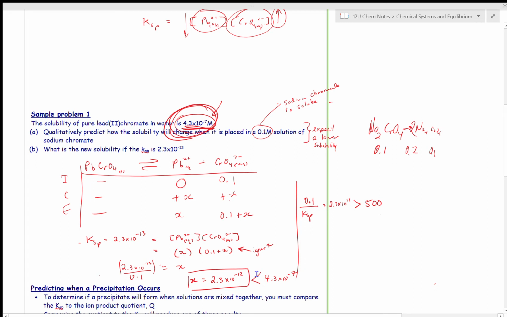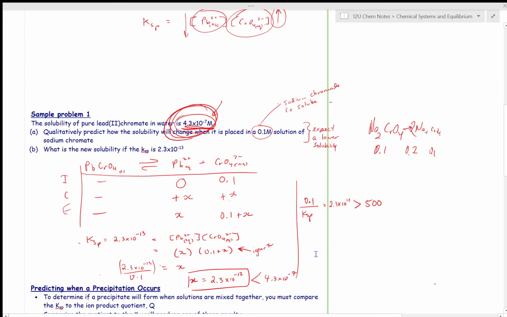But it's not so much that it's tiny, it's how much smaller it is than the solubility given in the question, which agrees with our prediction. We said that the solubility is going to be much, much lower. So 2.3 times 10 to the minus 12 moles per liter is much, much smaller than 4.3 times 10 to the minus 7. In fact, it's on the order of 5 times the magnitude, so we're talking over 10,000 times smaller. So this agrees with our prediction.